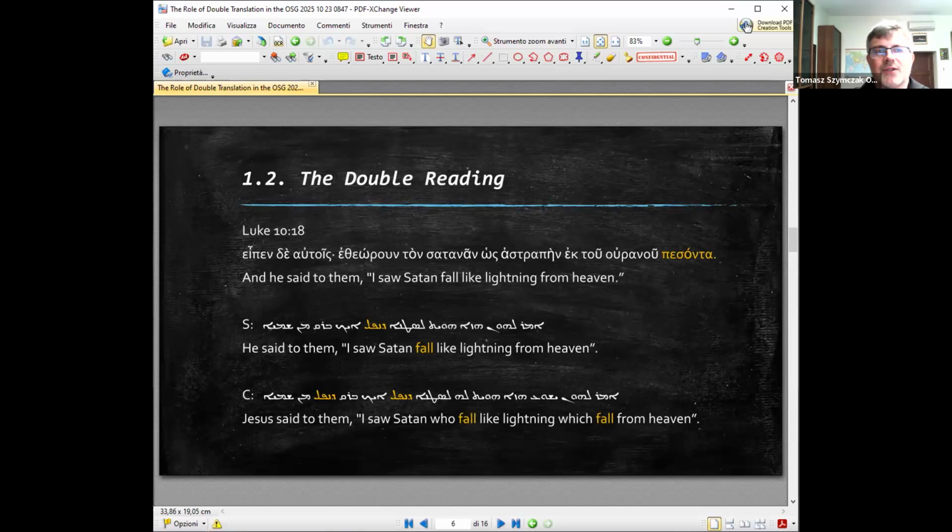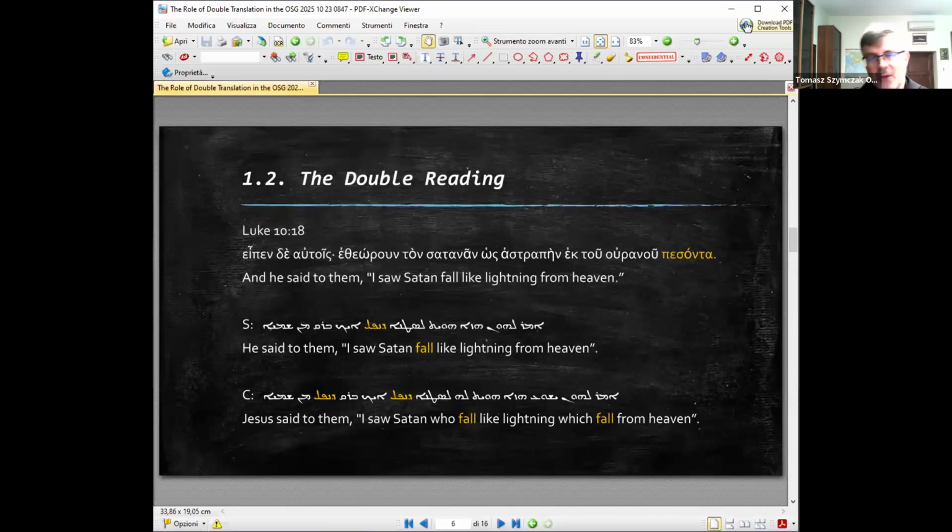This doublet sometimes results from an erroneous juxtaposition of elements, and in other cases, it grows out of a conscious desire to preserve alternative readings. This is why sometimes it is very difficult to distinguish them from the double translation itself. Here we can take a look at the example from Luke 10:18. In the Sinaiticus we have: he said to them, I saw Satan fall like lightning from heaven. And then in the Curetonianus, we see that this verb to fall, nafal, is repeated twice: Jesus said to them, I saw Satan who fell like lightning, which fell from heaven.